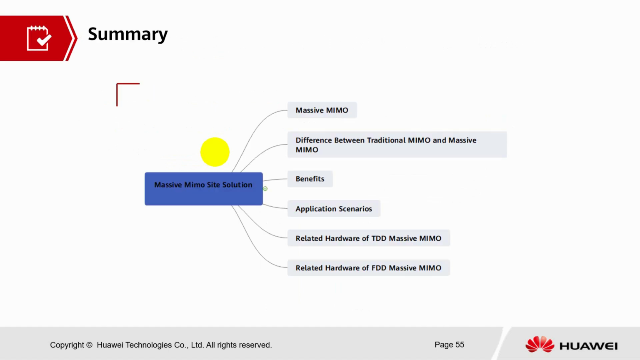So for the Massive MIMO site solution, we have discussed Massive MIMO, the difference between traditional MIMO and Massive MIMO, benefits, application scenarios, related hardware of TDD Massive MIMO and related hardware of FDD Massive MIMO.